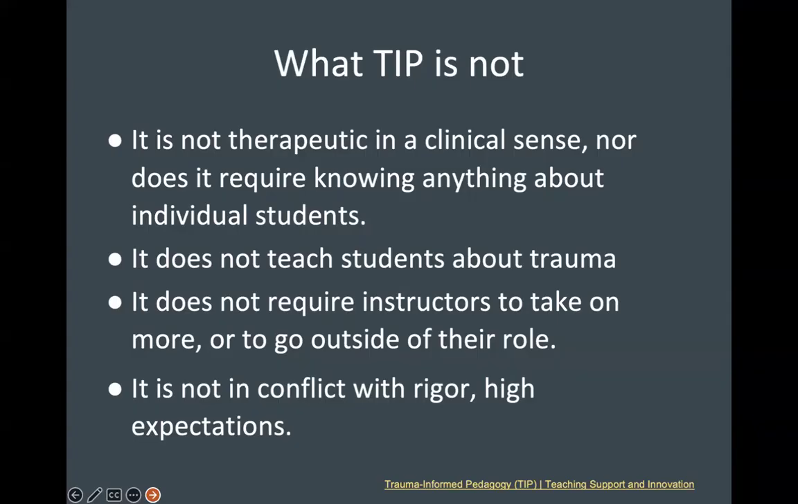It is not in conflict with rigor, high expectations, or academic standards. Some may worry that being trauma informed means lowering expectations or reducing academic rigor to accommodate learners who have experienced trauma. On the contrary, trauma-informed pedagogy supports maintaining high standards while creating conditions that help all students meet those expectations. It emphasizes understanding barriers to learning so that real access to opportunities is possible. Holding high expectations alongside empathetic support leads to stronger, more equitable educational outcomes.